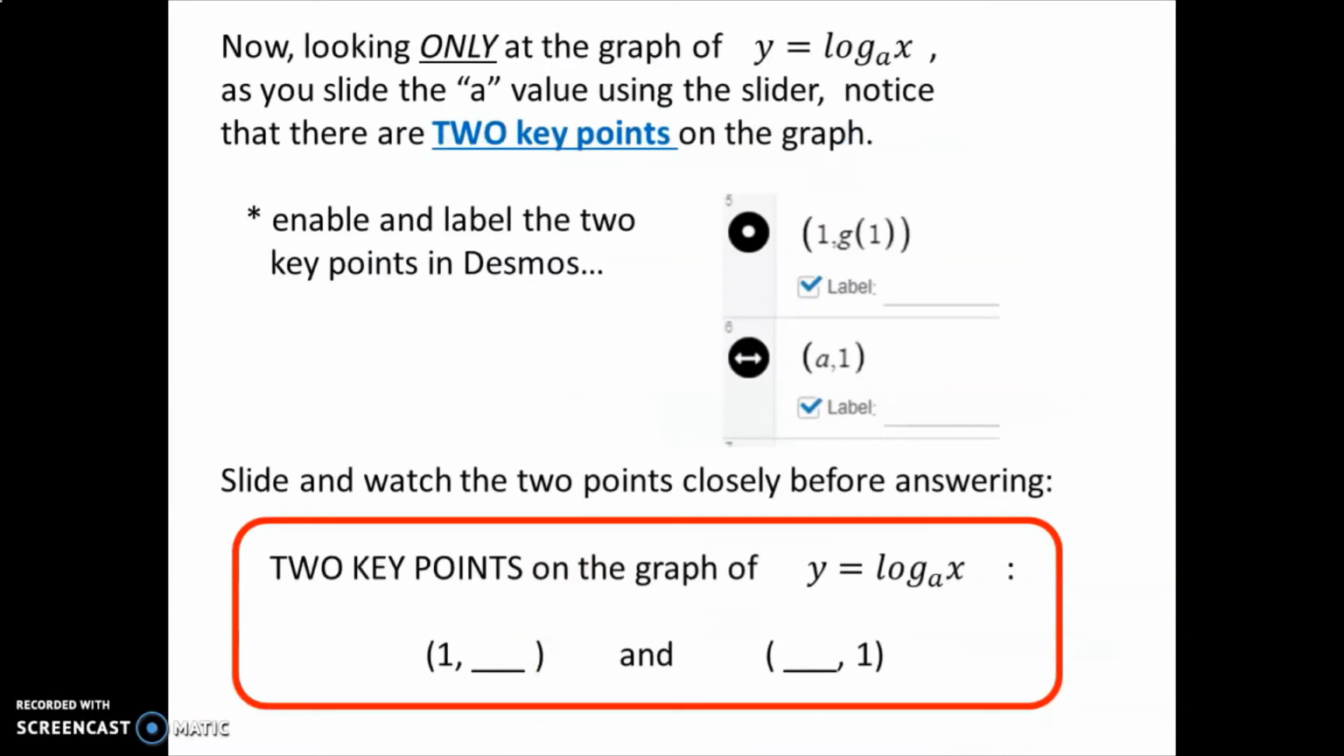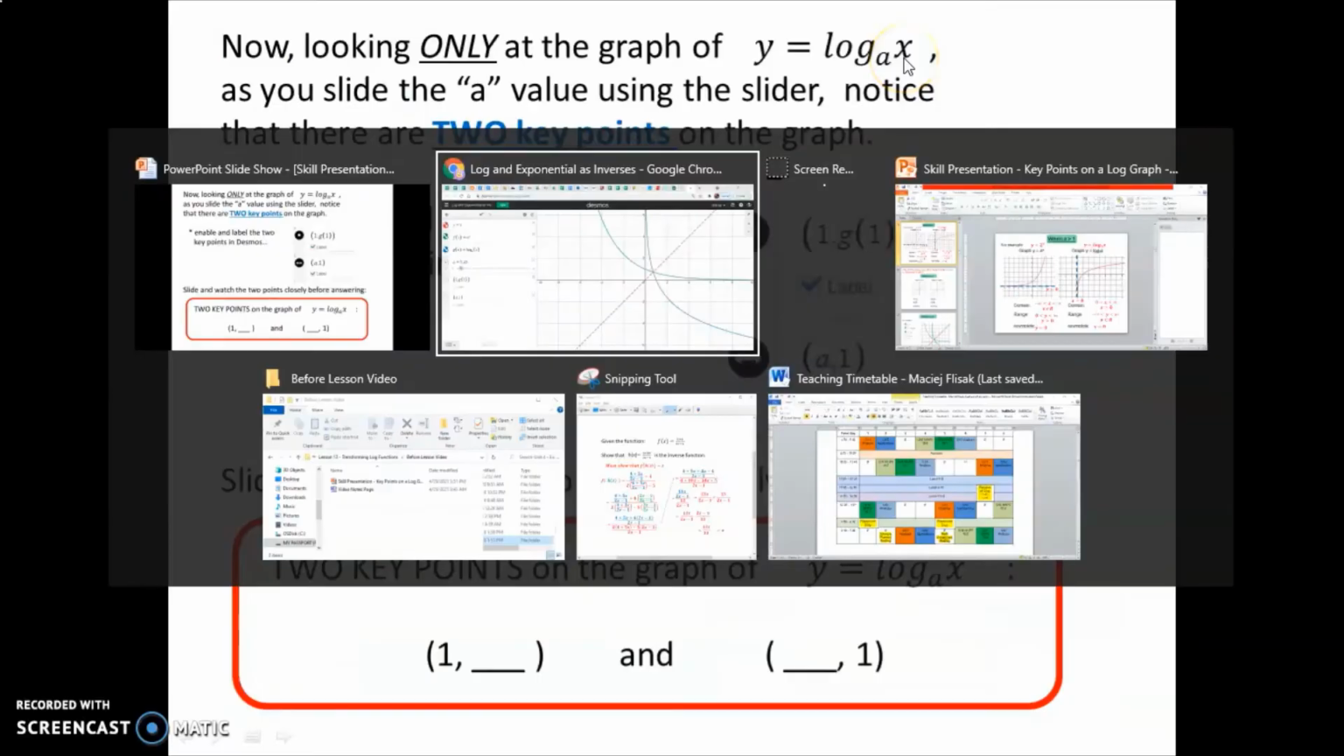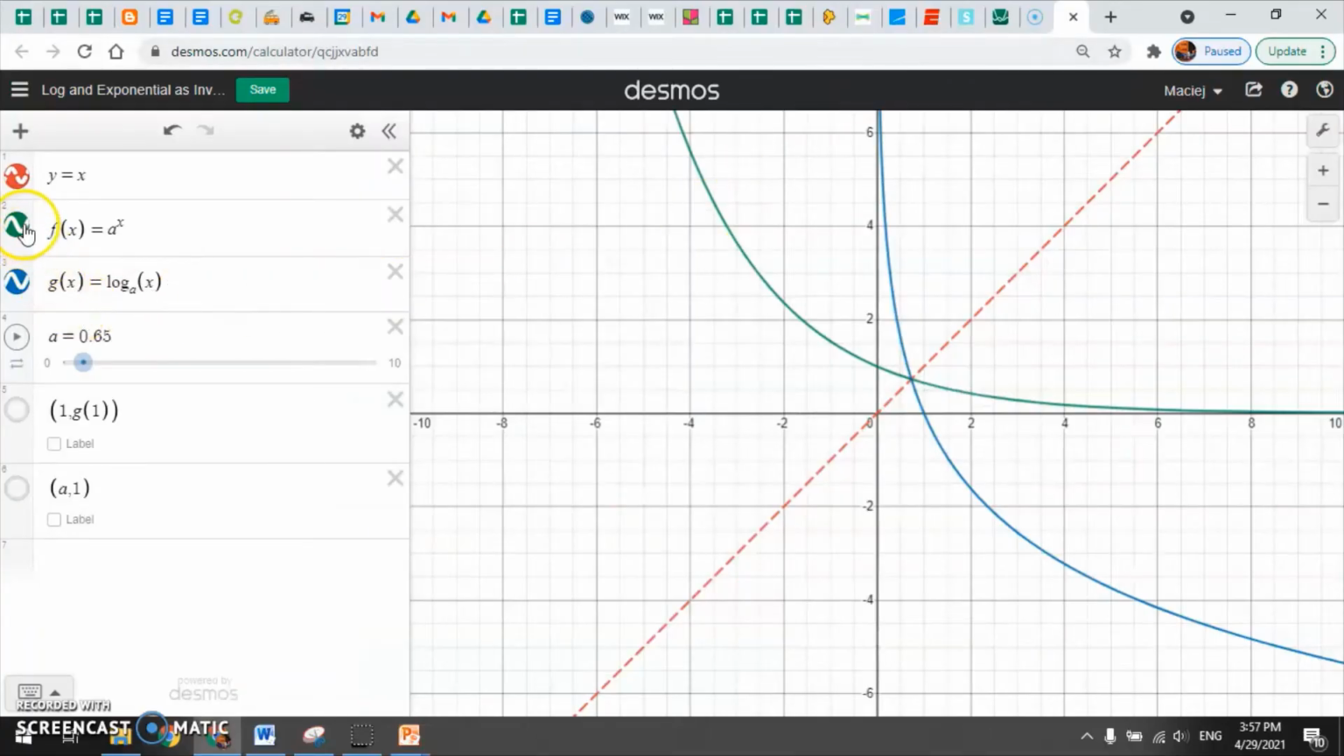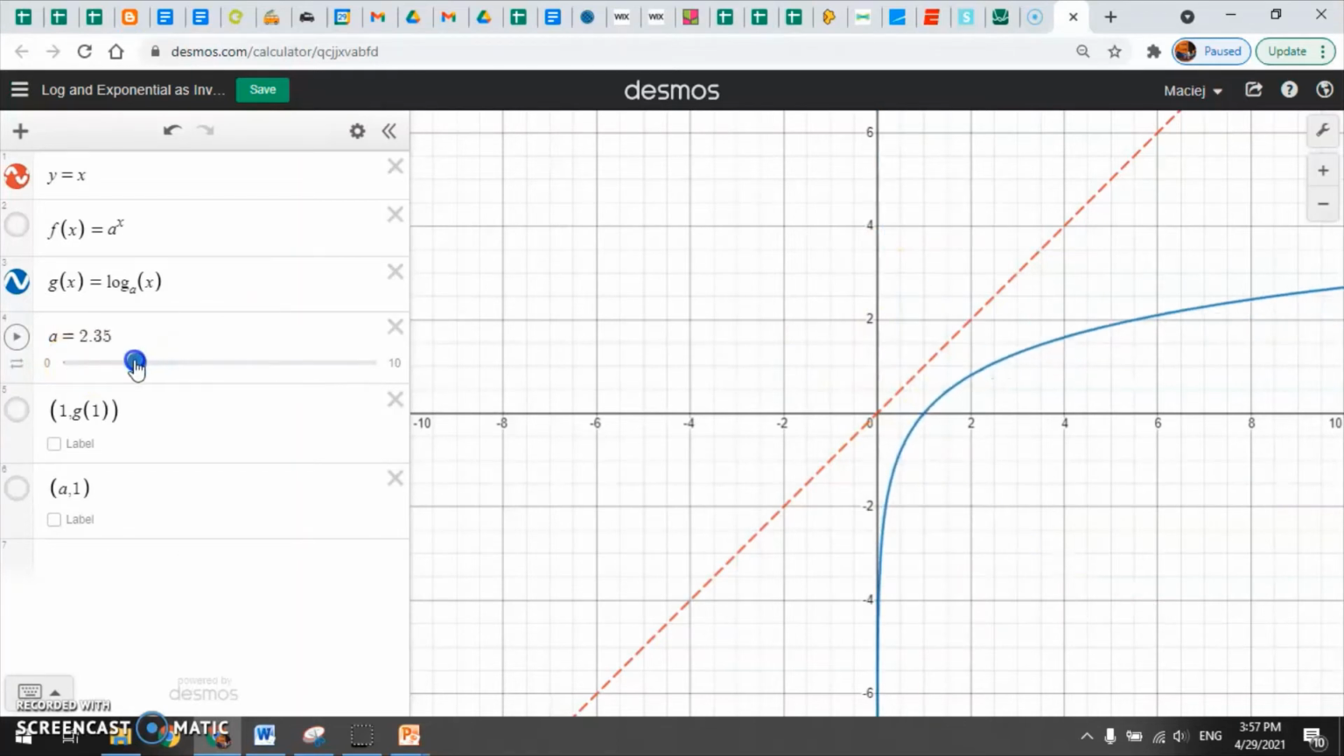Okay, let's keep moving forward. Now, we are going to look only at the graph of y equals log base a of x. So let me go to Desmos there. I'm going to hide my exponential growth. We want to look at only this one here. I'm going to make this a normal log graph like that. I'm even going to get rid of the reflection line here. So we're looking at only the graph of log right here.